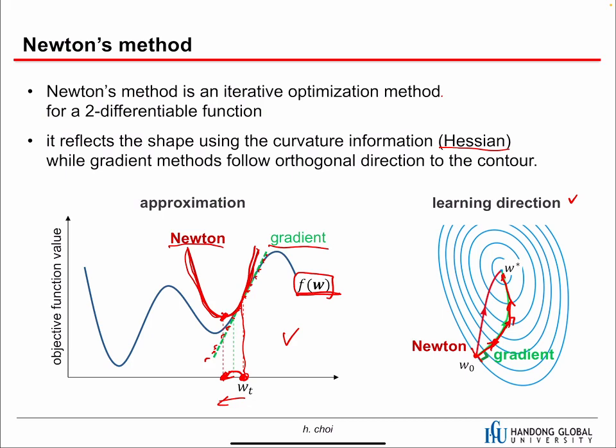But Newton's method is using more information than the gradient information. This direction is not orthogonal. It has some information about this shape. Newton's method approximates this contour with a quadratic equation. If this contour is similar to the quadratic equation, then it can go to the optimal parameter almost directly. But the problem is that it is computationally expensive.